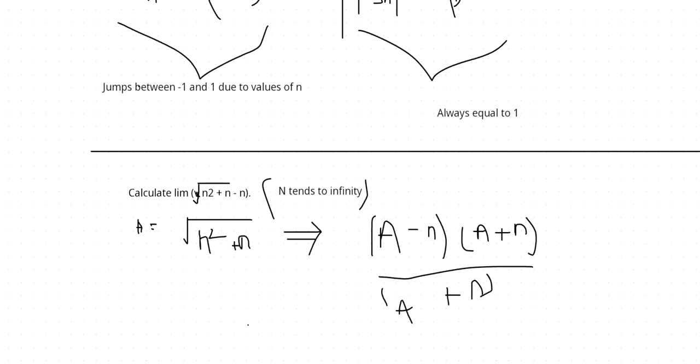So this gives us, from the LHS, n square plus n whole square minus n square. The root and the square cancel themselves out. The denominator remains the same. So n square plus n minus n square upon root of n square plus n plus n. This turns to n upon root of n square plus n plus n.